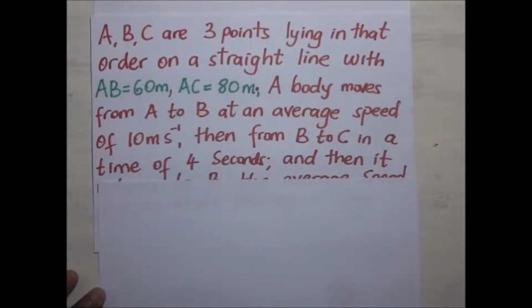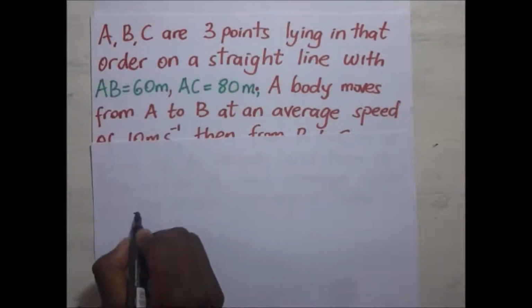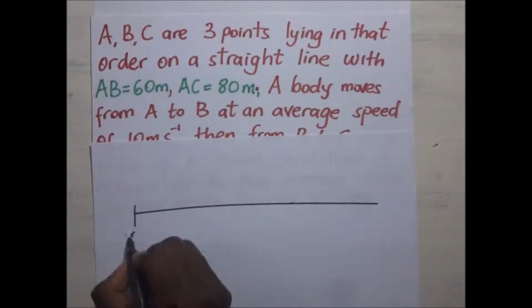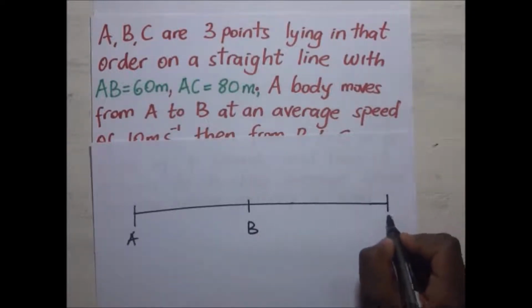Now ABC are 3 points lying in order on a straight line with those dimensions. So we're going to summarize this question. ABC, we have A, we have B right there, we have C.